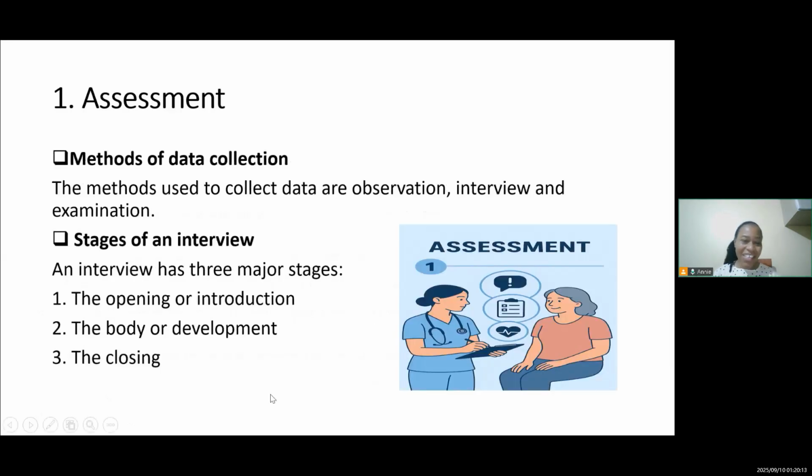What are the methods of collecting data? One is observation, just by observing what the patient is saying, is doing, their behavior. Then interview, asking direct and indirect questions, and also examinations such as observing and palpation. There are stages of interview, and a nurse should ensure before they start the interview they have established rapport. And then the interview has 3 stages. That's the opening, where the nurse introduces themselves, then they ask the questions, and then they make sure they thank the client or the patient at the end when they are closing.